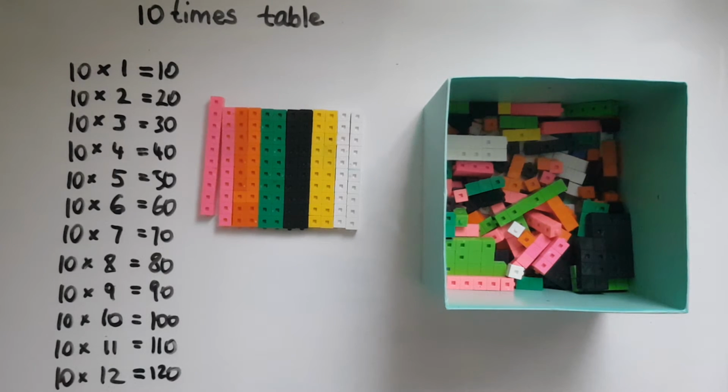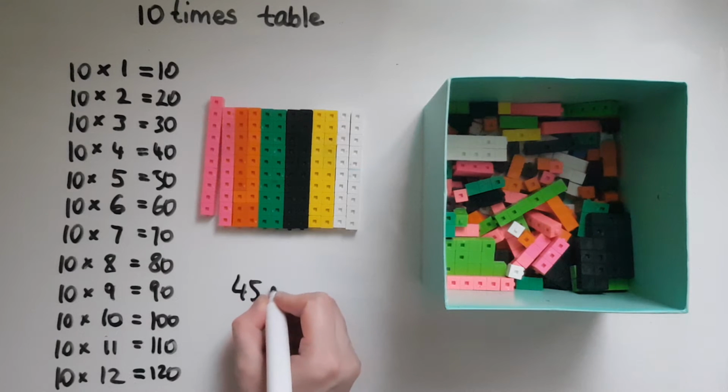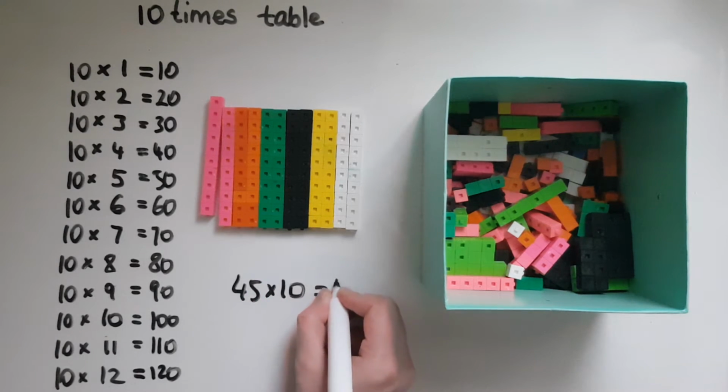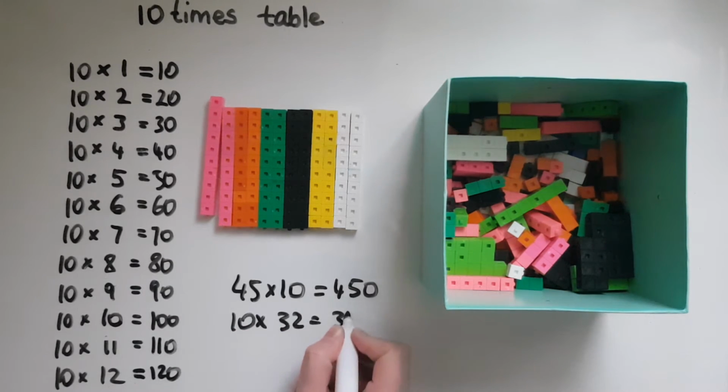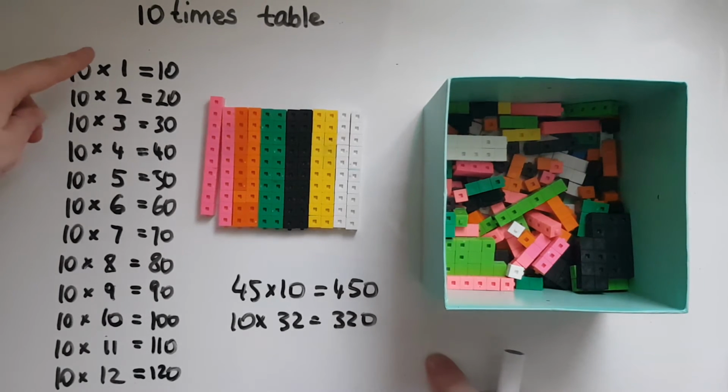So with any whole number, this works. So we can have 45 times 10 is going to give us 450. 10 times 32 is going to give us 320. So you just add a 0 at the end. So this can help you with all of the other timetables when it comes to 5 times 10, for example, 7 times 10, or breaking numbers down.